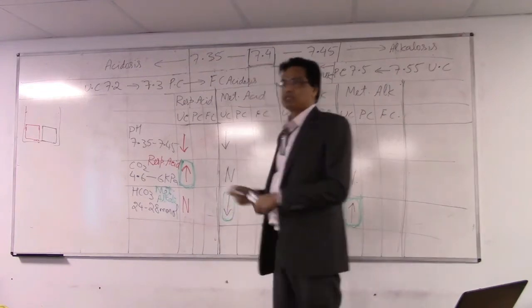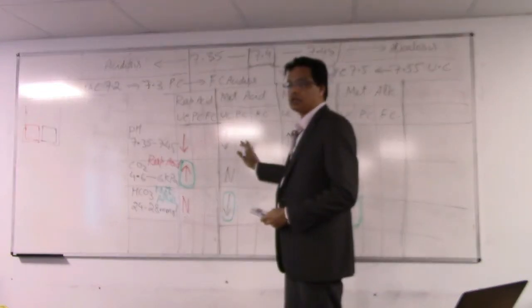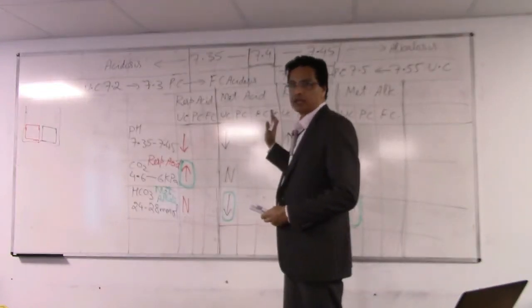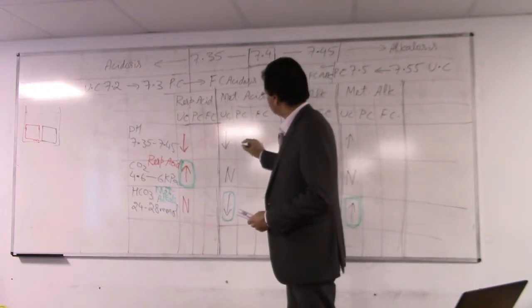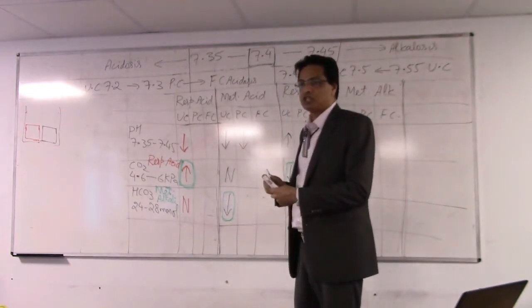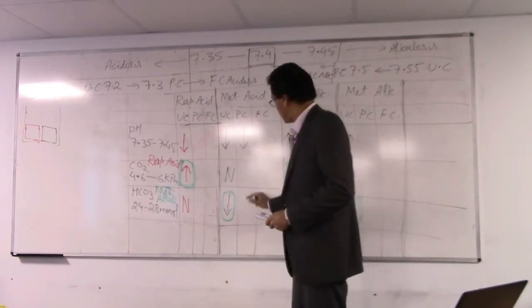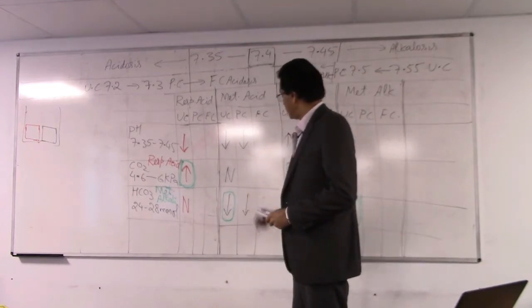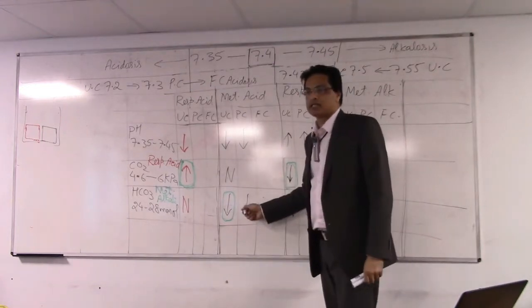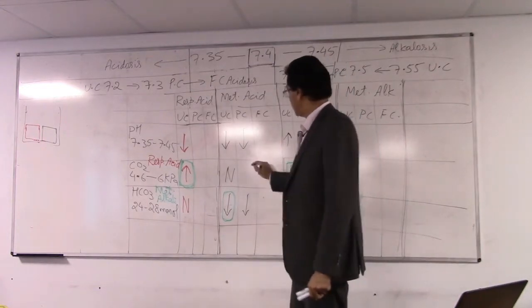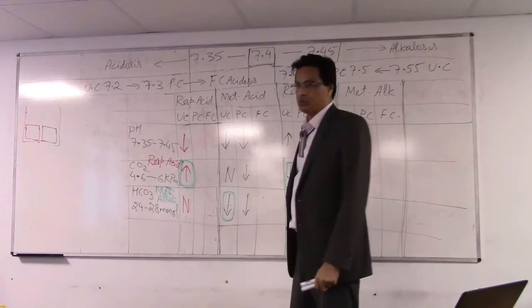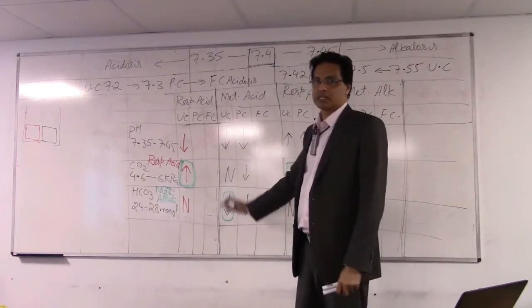Metabolic acidosis means the pH is still low, not yet reached the normal range. It's still low. And what is the primary pathology here? The primary was a low bicarbonate, which I told you, that's low. Now, what happens to carbon dioxide? It will be low. Carbon dioxide will reduce to compensate.